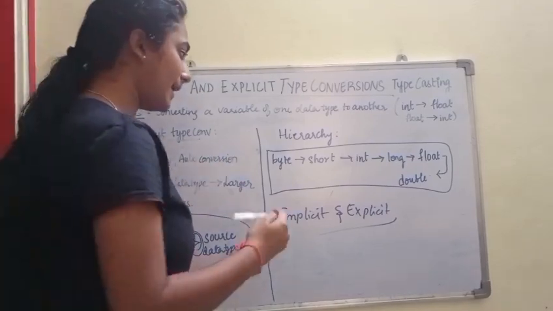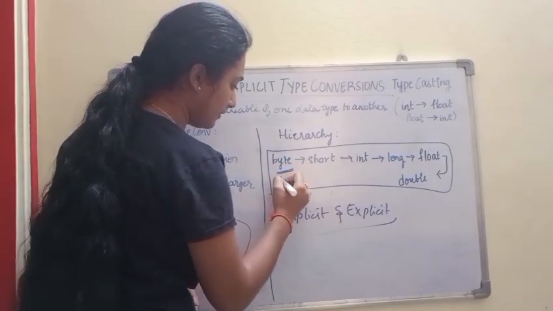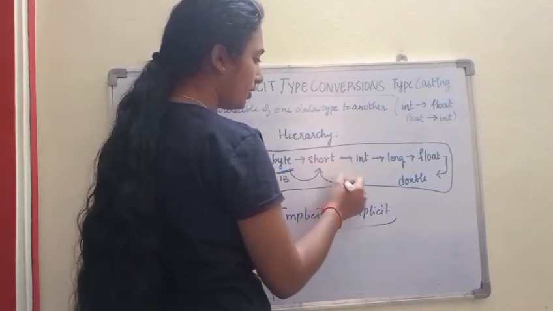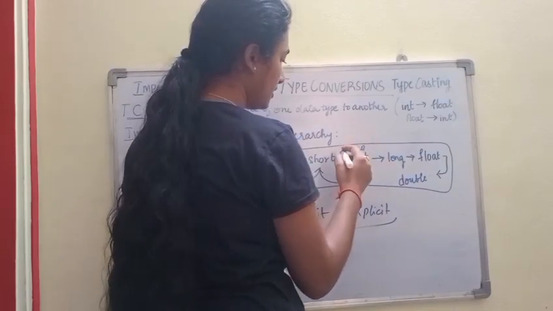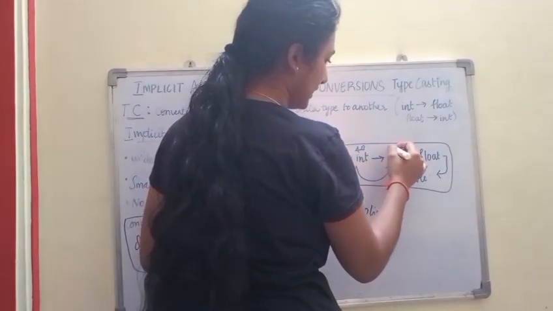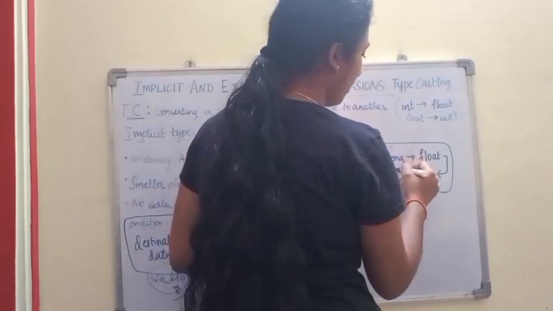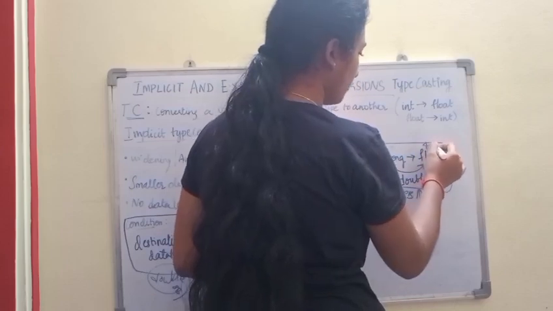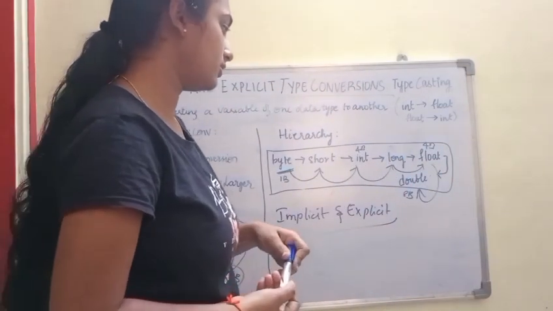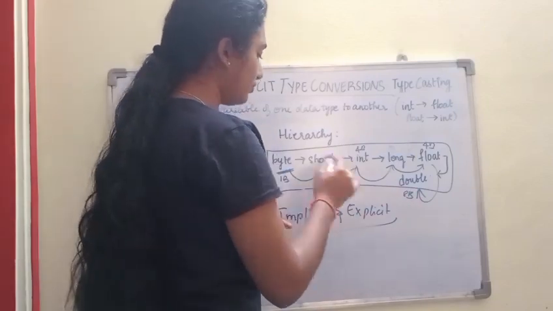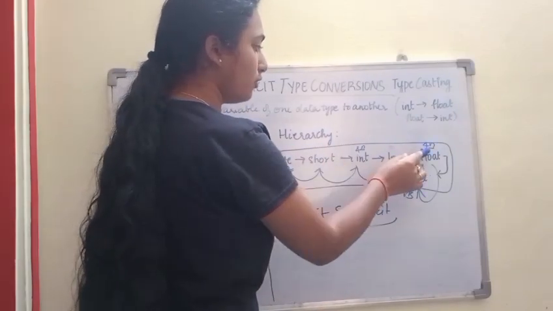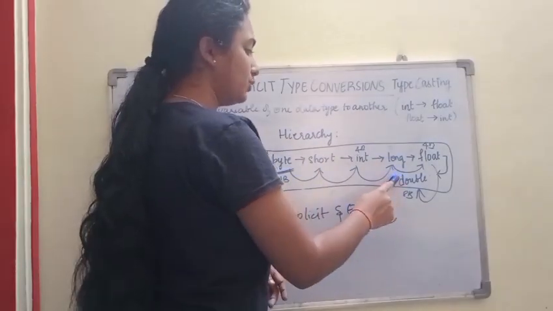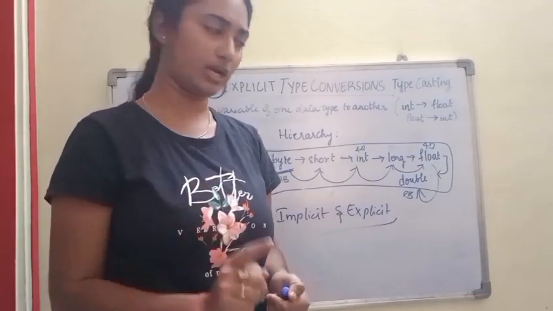Let's see the hierarchy. Byte is just 1 byte, and from byte you can convert to short, and short you can convert to int. Int is basically 4 bytes. You can convert it to long, which is 8 bytes. Then you can convert it to float, and then to double, also 8 bytes. Float is 4 bytes. In this order you can go, or you can jump from short to float or to double without using long. You can only go in this direction while using implicit type conversion.